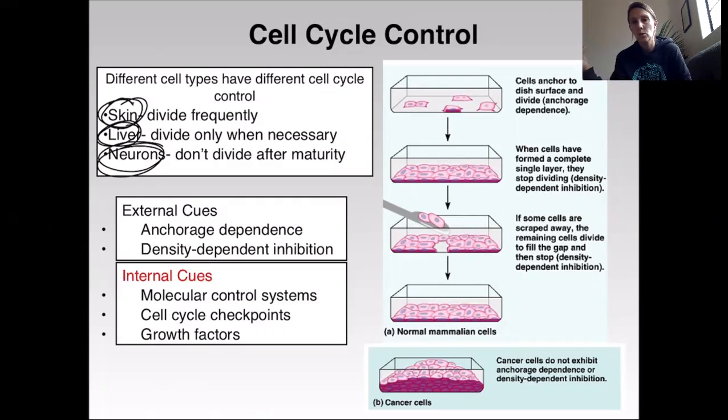And that's why these neurological diseases like Parkinson's and Alzheimer's are so detrimental, because we can't figure out a way for those neurons to divide again once they reach maturity, for the most part, right?